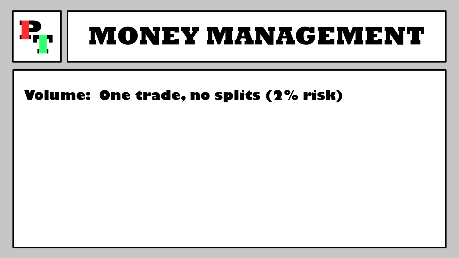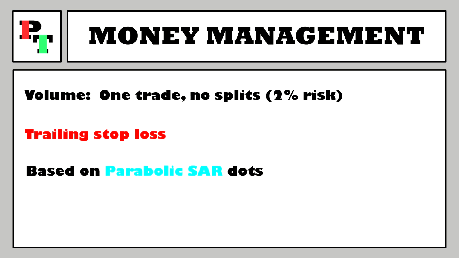We're going to be opening just one trade every time we get our entry signals, no splitting of trades. The initial stop loss will be at 2% capital risk per trade. And in fact, our stop loss will always be a trailing stop loss. And the distance we're going to use is already built into one of our indicators. And that's the dots of the parabolic stop and reverse.